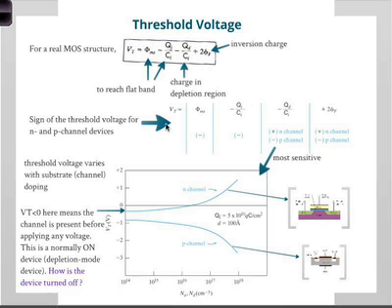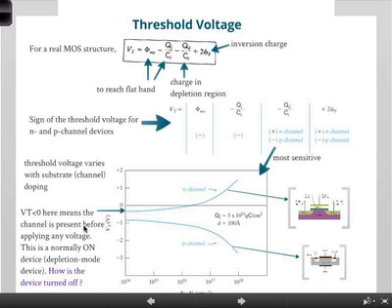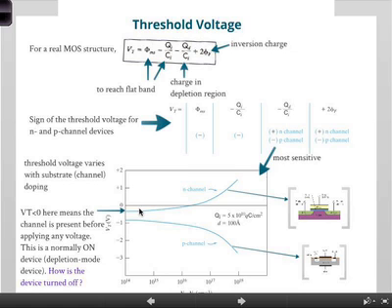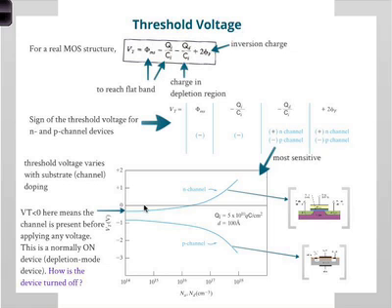Okay, so VT less than 0 here means that the channel is present before applying a voltage. The normally on device, also called a depletion mode device. How is the device turned off? Of course, you can invert it, right? Just apply higher voltage. You apply, in this case, N channel, right? If you want to turn it off, you apply a negative voltage, right? You go towards accumulation.